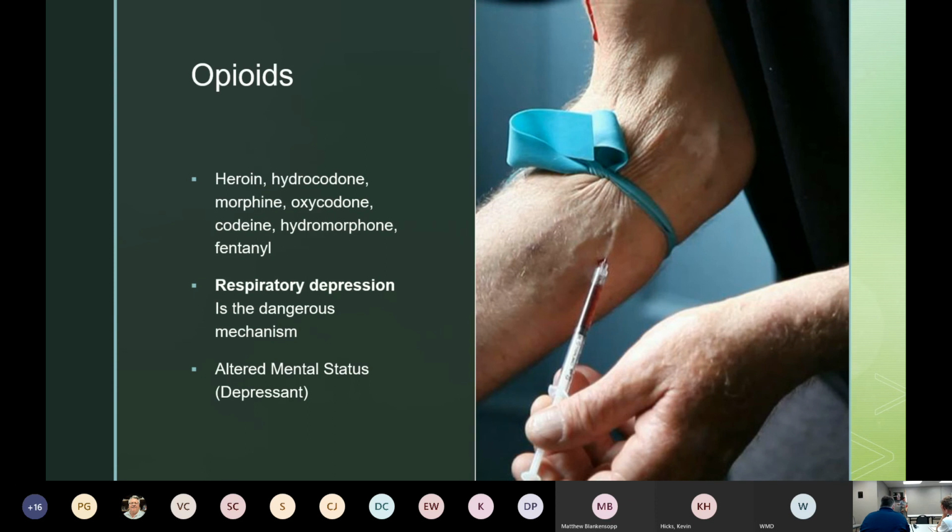The usual presentation for opioid overdose, I'm sure a lot of y'all know: depressed mental status, decreased respiratory rate, decreased bowel sounds, and miotic or very small pinpoint pupils. Respiratory depression is the main killer of this drug. It's not going to be the mental depression. It's not going to cause any changes really in hemodynamics. It's going to be the respiratory compromise that is going to end up killing these patients.